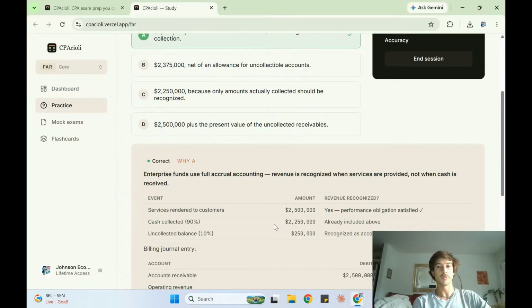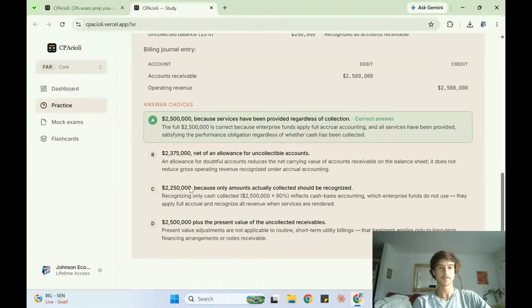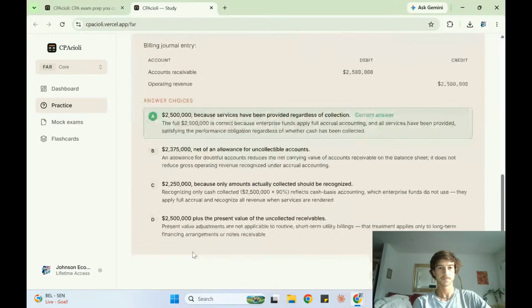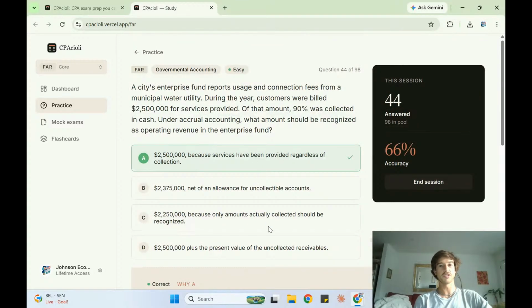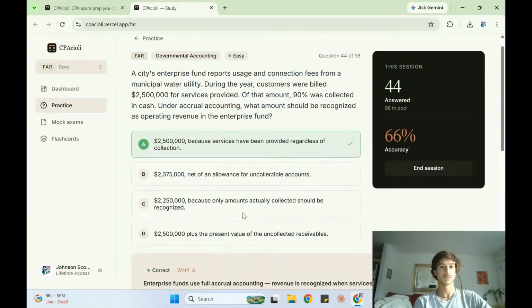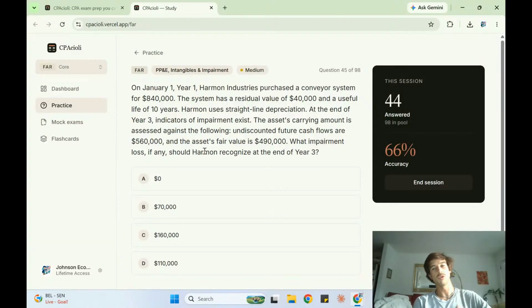Revenue is recognized when services are provided, not when cash is received. If it were the cash basis, where cash is received, it'd be C, but since it's accrual, it's the full amount since you provided all the services. Pretty straightforward. You just got to know the difference between accrual and cash. Accrual is when services are actually performed.